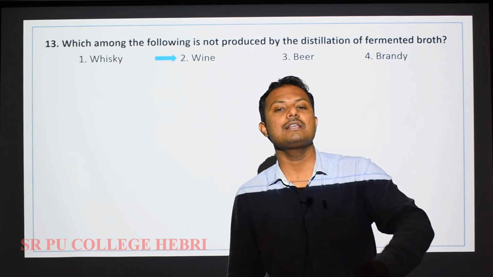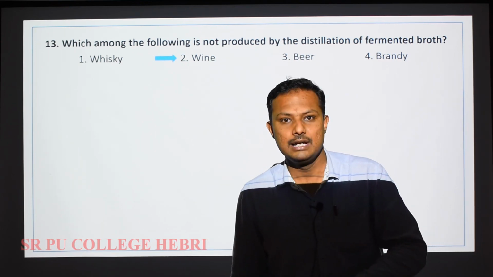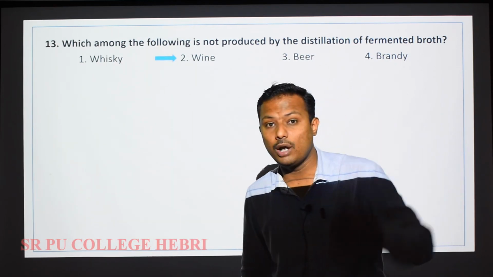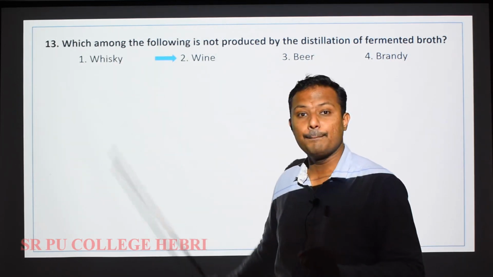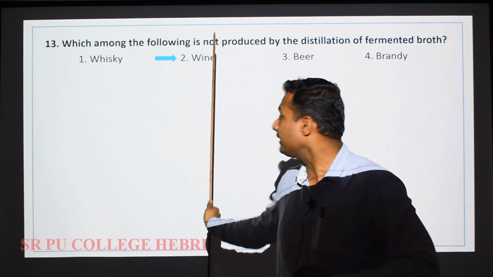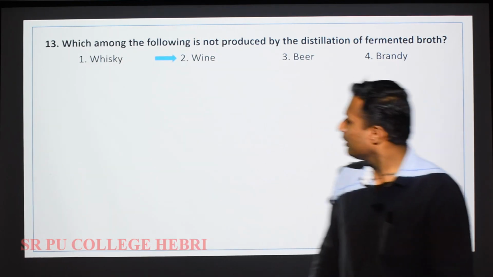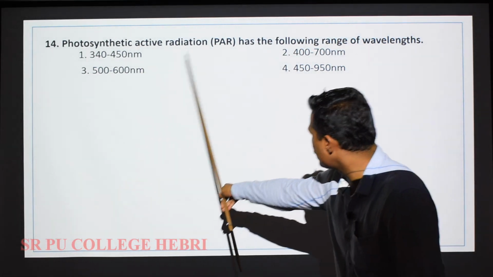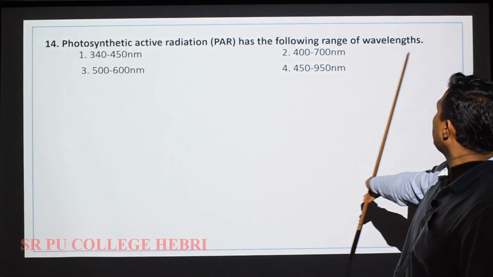Distillation actually increases the alcoholic content in the drink, and that is why distillation is required for the drinks with higher alcoholic content, whereas wine is comparatively having a lower alcoholic content, and this is the undistilled one. Going for the 14th one, photosynthetically active radiation, PAR, has the following range of wavelength.